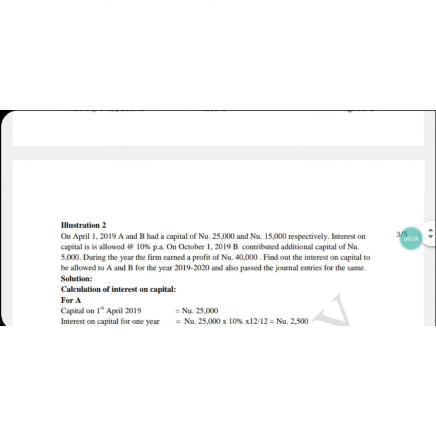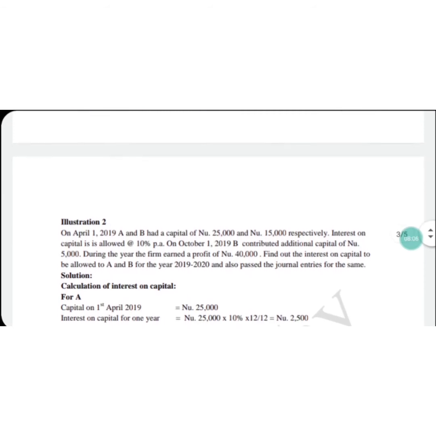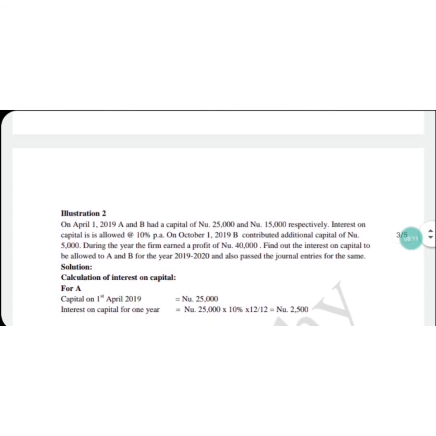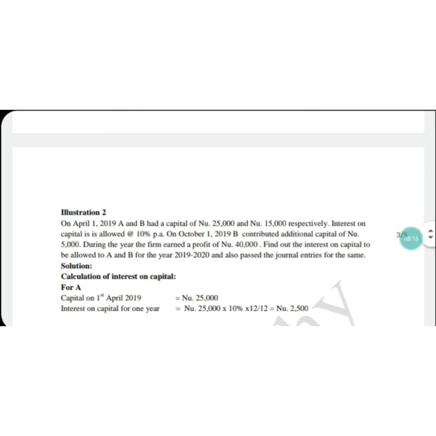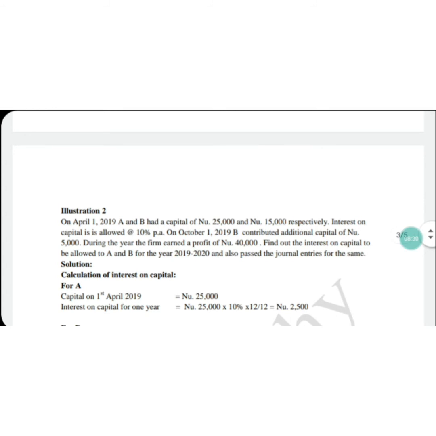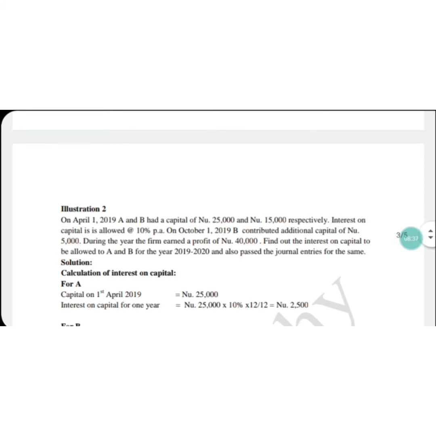Next we can see illustration number 2. On April 1st, 2019, A and B had a capital of 25,000 and 15,000 respectively. Interest on capital is allowed at the rate of 10% per annum. On October 1st, 2019, B contributed an additional capital of 5,000. During the year, the firm earned a profit of 40,000. Find out the interest on capital to be allowed to A and B for the year 2019-20 and also pass the journal entries for the same.